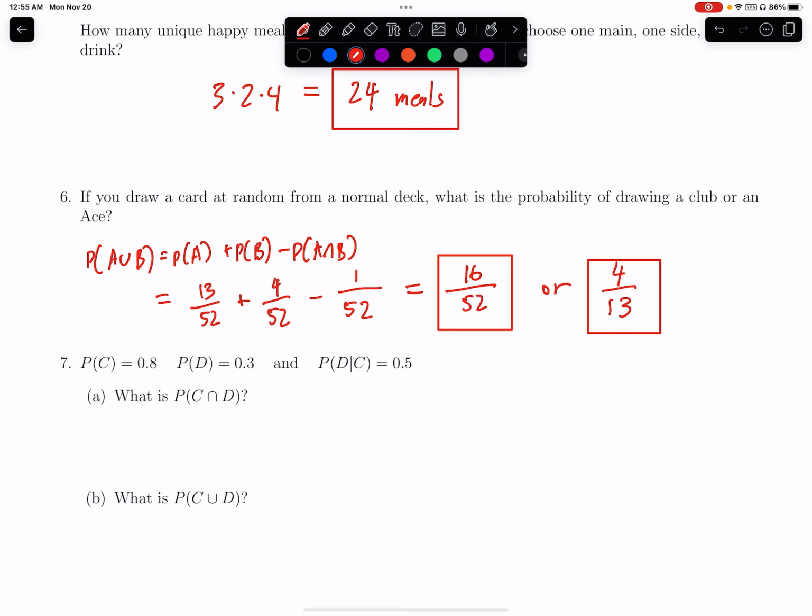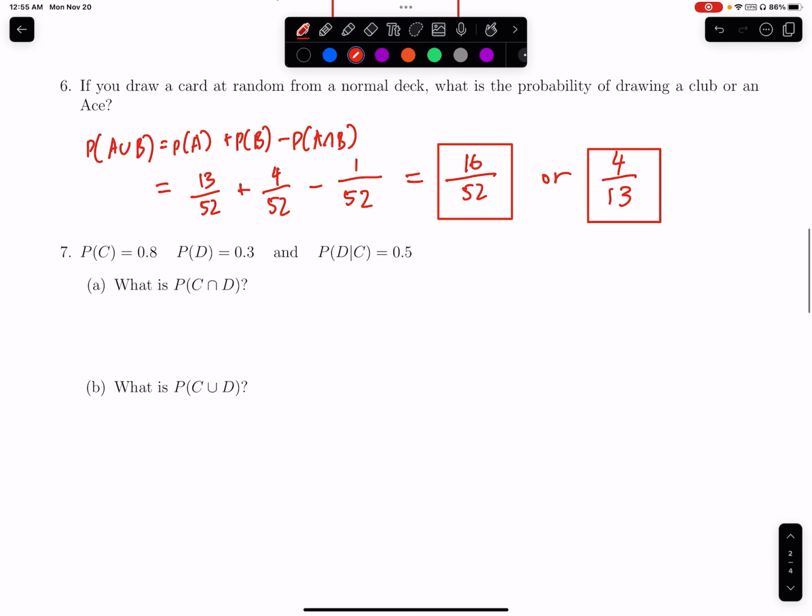Let's make that 3 a little nicer. Okay, last one on the page, and last one before we hit our first break. So we've got probabilities here. We've got probability C, probability D, probability D given C, and we're asked what's the probability of C and D.